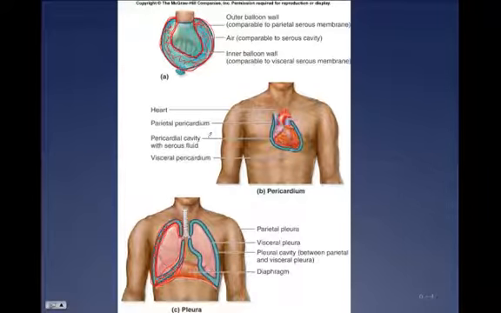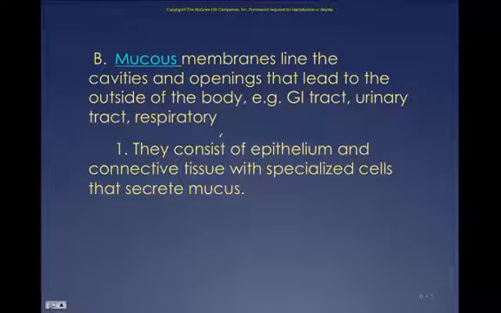Okay? And then it doesn't show it here, but if we were to look in the abdominal cavity surrounding all of our abdominal organs, we would have this same double layer serous membrane with, again, that serous fluid surrounding all of the abdominal organs. So those are our serous membranes. And so again, hopefully that was a good review for you on what serous membranes were. Our second type of membrane that we have is called mucous membranes.